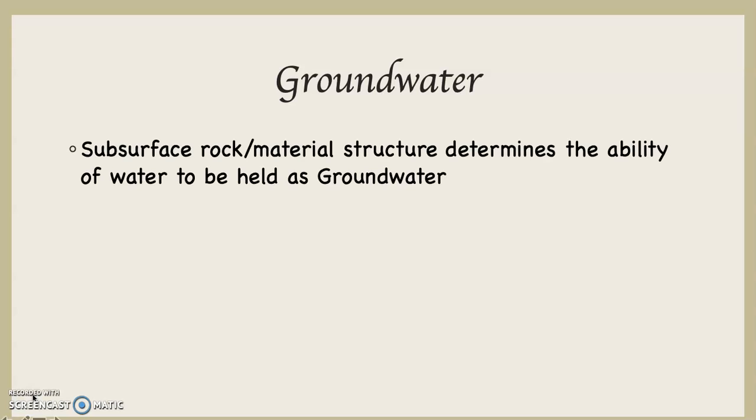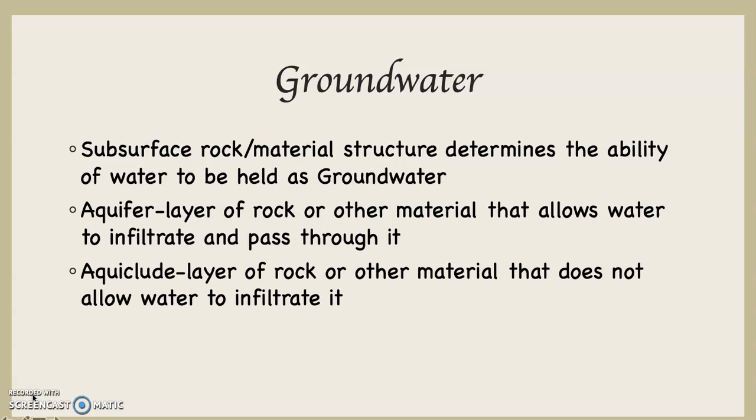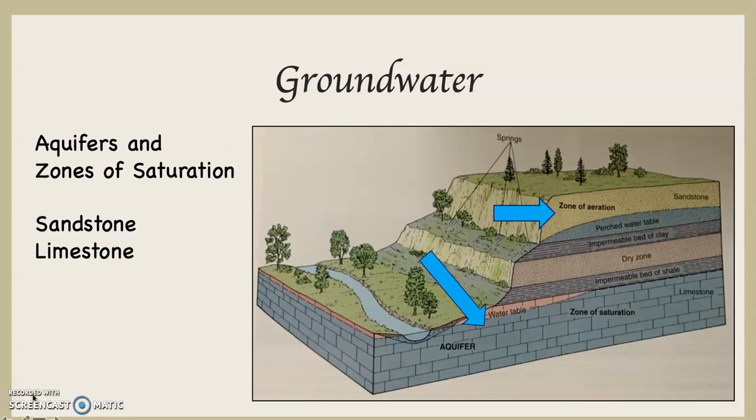Subsurface rock or subsurface materials, the structure underneath the ground, helps determine the ability of water to be held as groundwater. We can classify the subsurface areas in one of two ways. Either as aquifers, a layer of rock or other material that allows water to infiltrate it and pass through it, or aquicludes. Just think of the word preclude, okay, how this goes together. This is a layer of rock or other material that does not allow water to infiltrate and pass through it.